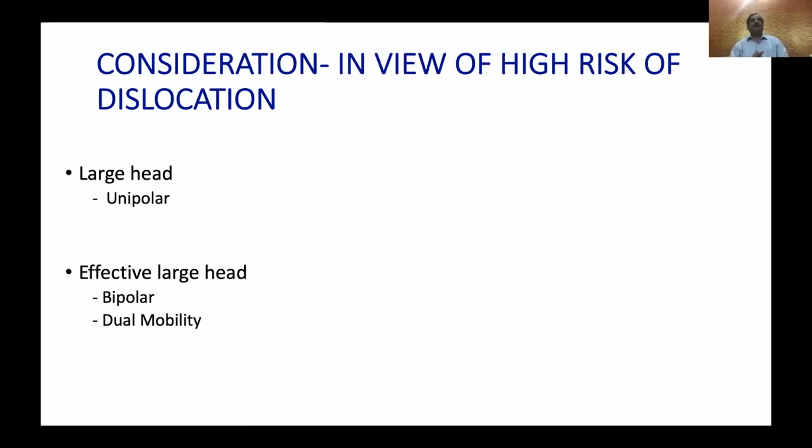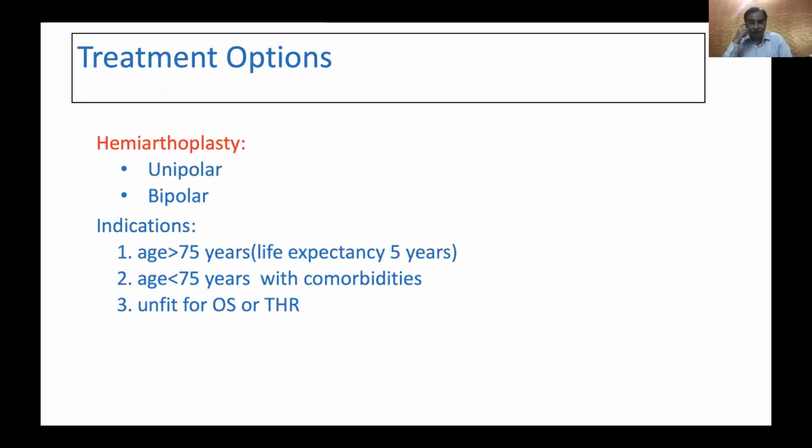The fracture neck femur occurs in a patient who has not had arthritis. So the capsule is pliable with age. In an arthritic hip, when you do total hip, the capsule is fibrotic and thick. So the risk of dislocation is very high when you do total hip in patients with fracture neck femur. So you have to try and give either a large head with a unipolar or an effective large head with a bipolar, dual mobility, or a large head total hip replacement.